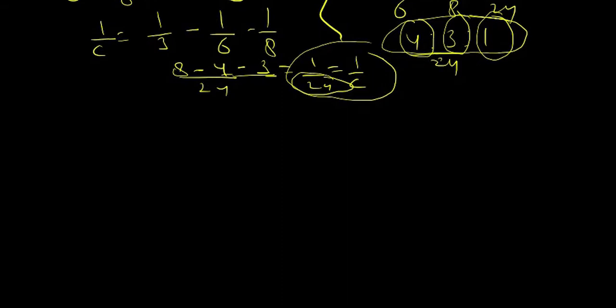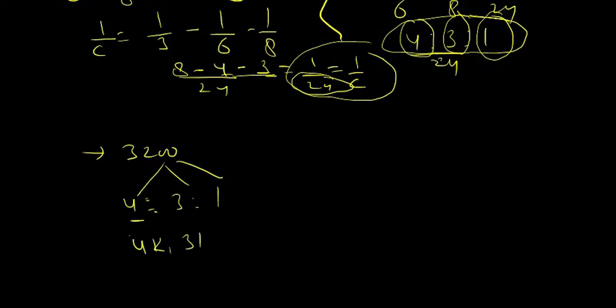So 3200 should be divided into 4 is to 3 is to 1. So 4 is to 3 is to 1 is what? When we start to solve ratio, you can see the theory part actually. When ratio is removed, you can say this is 4k, this is 3k, and this is k. So they are having 4k part, 3k part and k part, and the sum of all these parts should be equal to 3200. Now we need to find out the value of k.